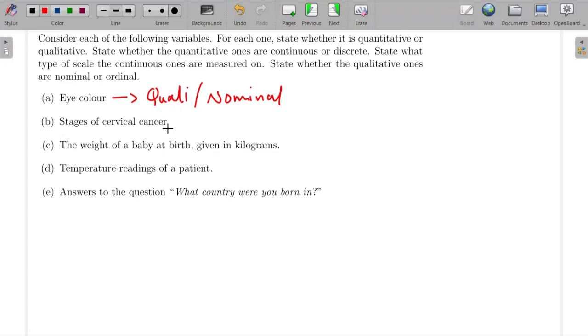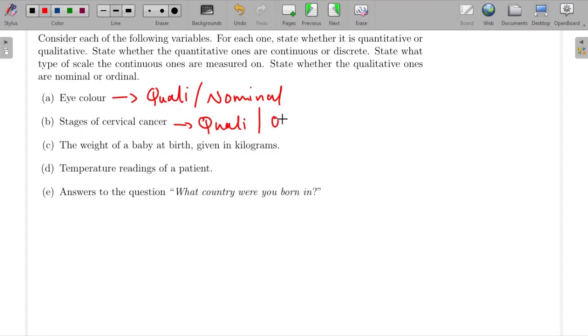What about stages of cancer? Stages of cancer are just used to group. These ones are in stage 1, these ones in stage 2. So there's no numerical value there, so that is a qualitative variable. And is it nominal, ordinal, interval, or ratio, when you consider the scale of measurement?